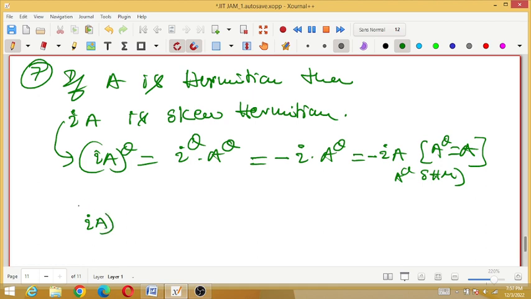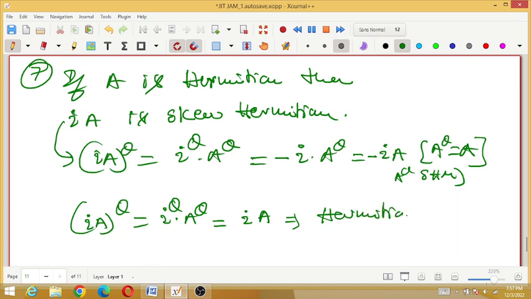And also (iA)^θ is equal to, I am taking i^θ into A^θ. If taking positive value, i^θ I write as it is minus, and A^θ is A, I am taking positive, then that will become what? Hermitian. This is one more property.